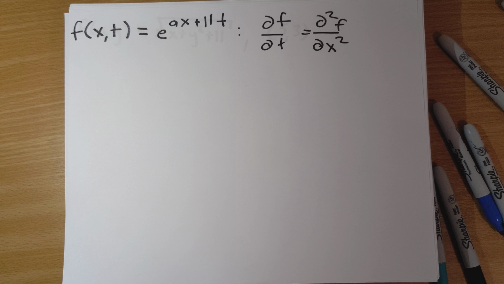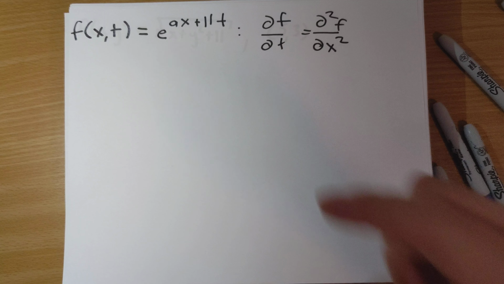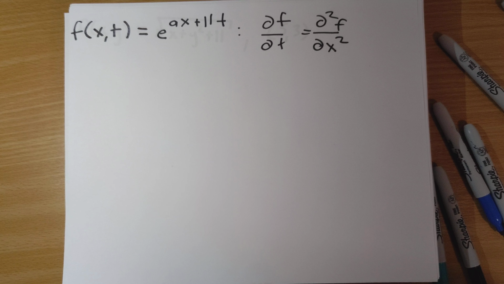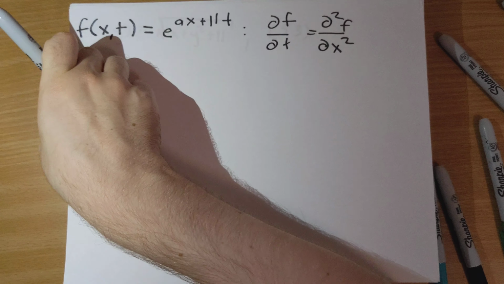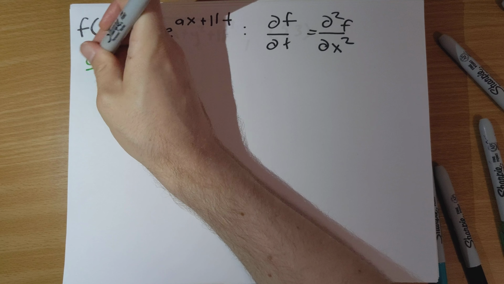f of x, t is e to the ax plus 11t, for some unknown constant a. We want to satisfy the equation: the partial derivative of f with respect to t is equal to the second partial derivative of f with respect to x. In order to solve this problem, let's just go ahead and compute out the partial derivatives.